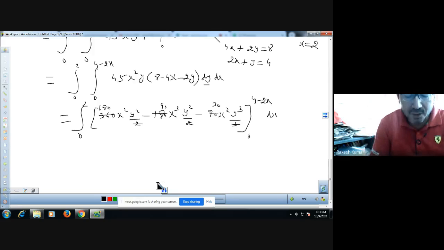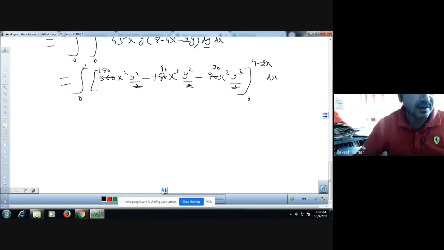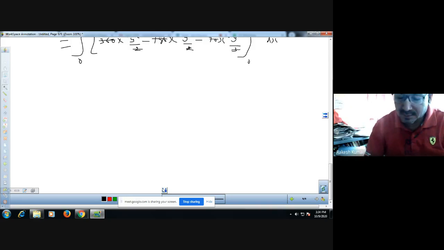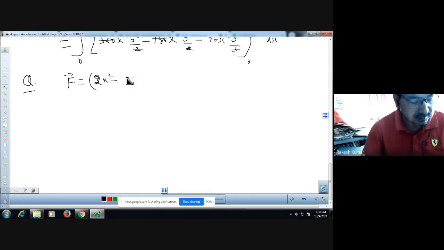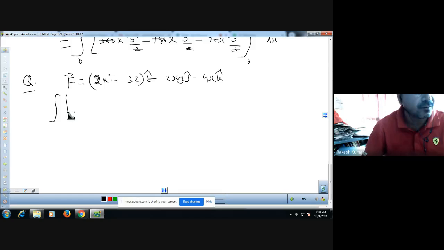Related to volume integral, we have one more important question. This will also be helpful in future because we have to use it in the theorem. The question is, the vector f is given to us, that is (2x square minus 3z) i cap minus 2xy j cap minus 4x k cap.